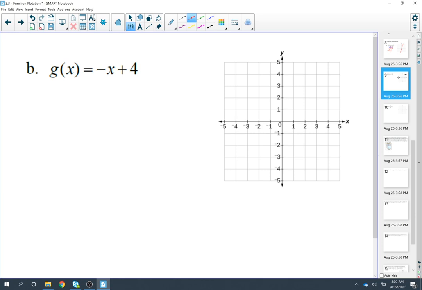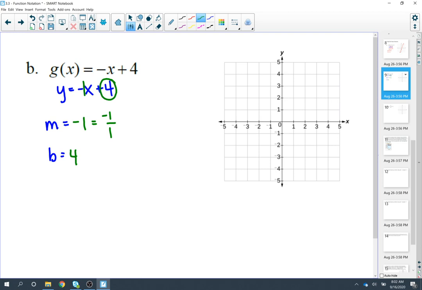Letter B, g of x equals negative x plus 4. So once again, we can just think about this as y equals negative x plus 4. This is y equals mx plus b, so our slope and our y-intercept. Our slope is negative 1, which I can rewrite as negative 1 over 1. And then b is 4.